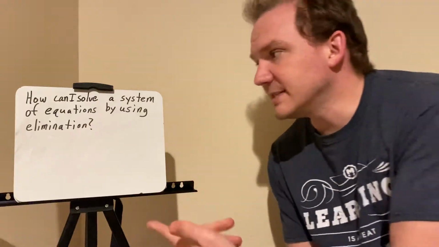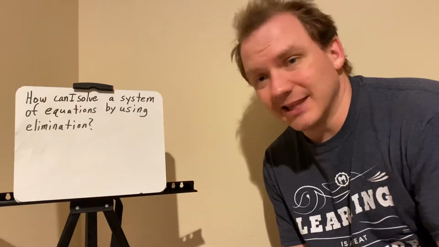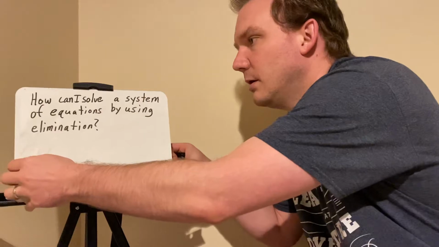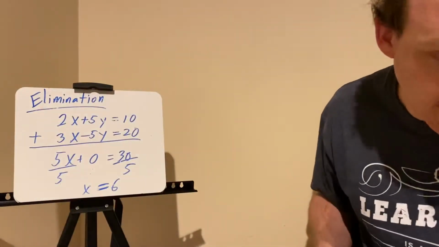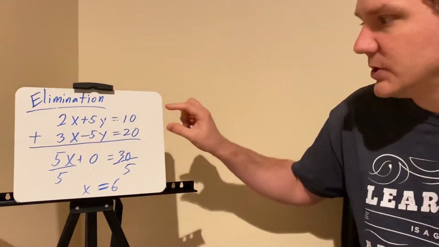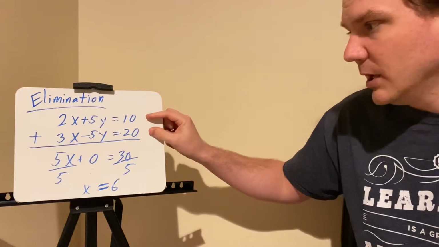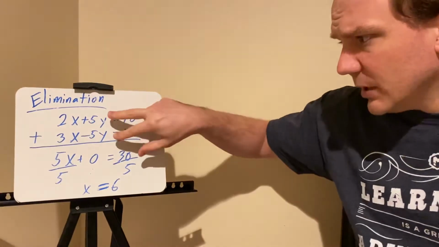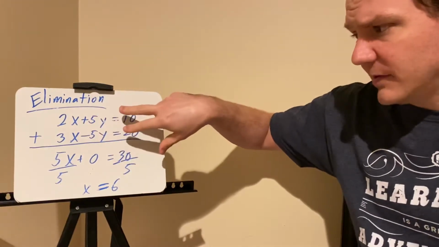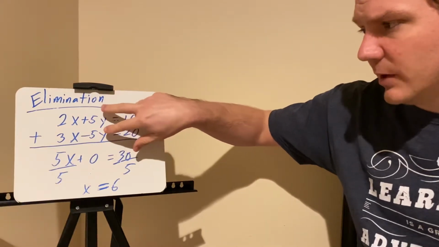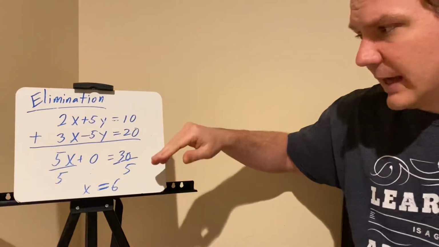How can I solve a system of equations by using elimination? So what elimination is, basically, we want to get two equations to the point where one of the variables has opposite coefficients, so that way we can add or subtract them.